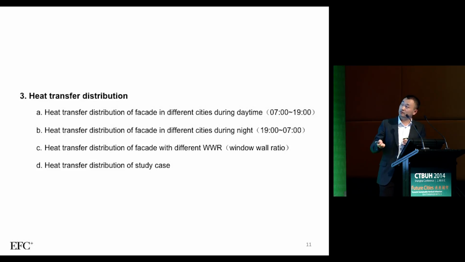And the third thing is the window wall ratio, because right now many architects need to use glass as one of the most important materials for the elevation.